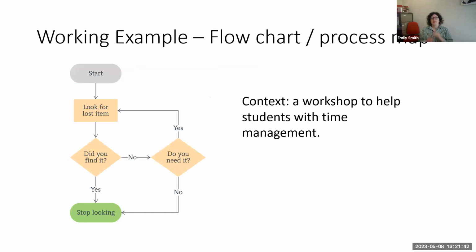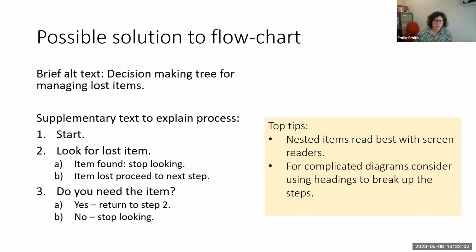What we've got next then is a flowchart or a process map. Now, for this, I've got a really basic flowchart, okay? So it's summing up what to do when you lose an object, and we're taking as a context a workshop to help students with time management. Okay. So again, we would do a brief alt text. So decision-making tree for managing lost items. And then we're going to have some supplementary text.